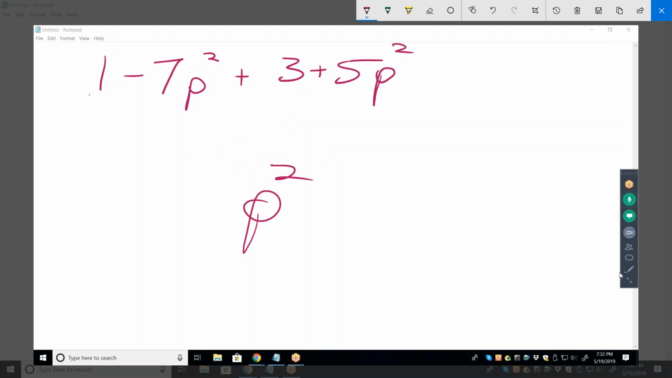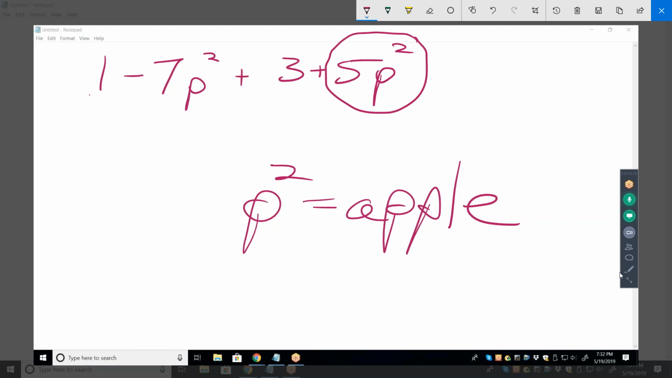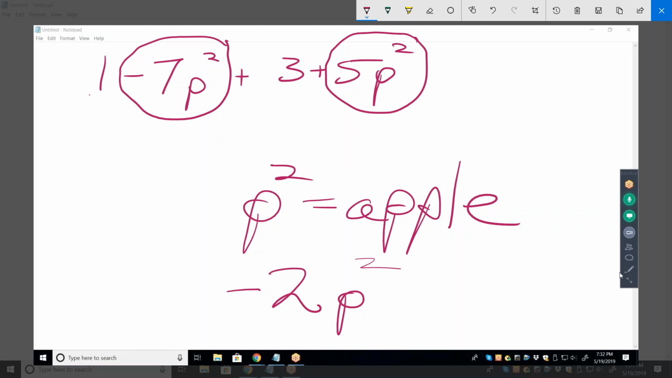P squared equals an apple. Okay? You got 5 apples right there, and you're subtracting 7 apples. So that gives you minus 2 apples. And an apple is a p squared. So when I combine minus 7p squared with plus 5p squared, I get minus 2p squared.